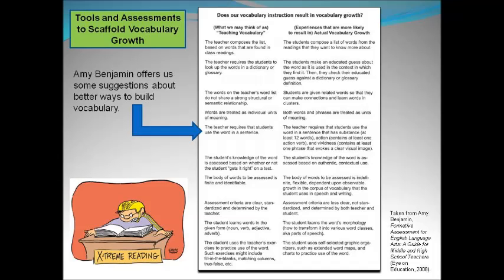The student's knowledge of the word is assessed based on whether or not the student gets it right on a test, right? So my quiz, for instance, versus the student's knowledge of the word is assessed based on authentic contextual use. Right? That's how we use words. That's how we understand whether words are being used properly, not on a test like my little quizzes. The body of words to be assessed is finite and identifiable, okay? Versus the body of words to be assessed is indefinite, flexible, dependent upon observable growth in the corpus of vocabulary that the student uses in speech and writing.